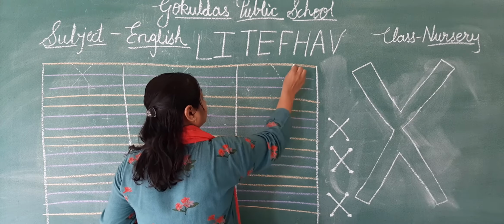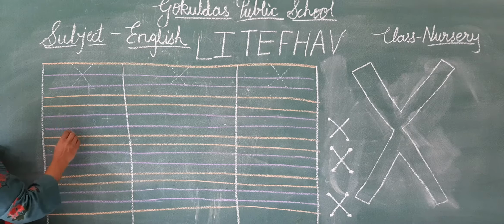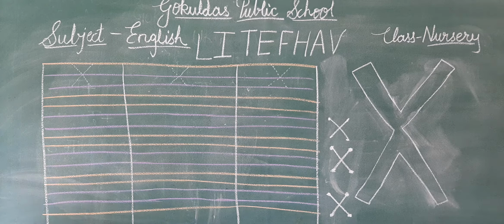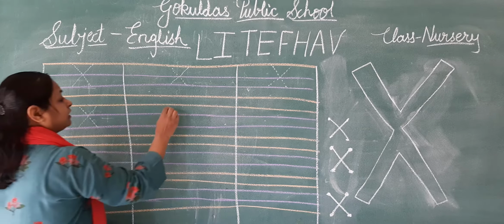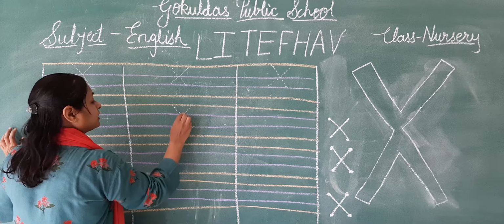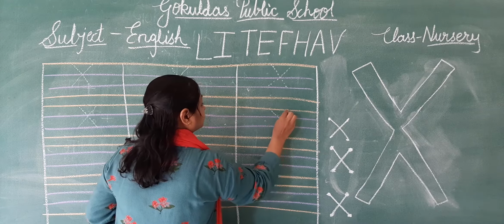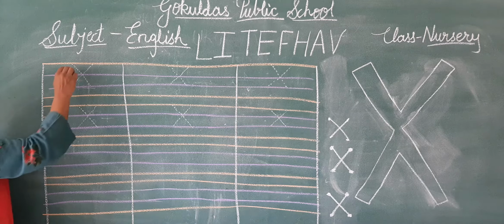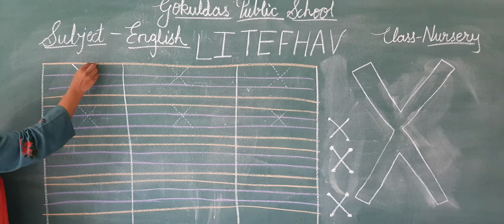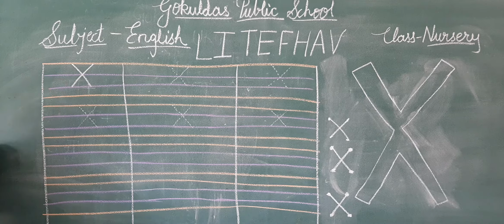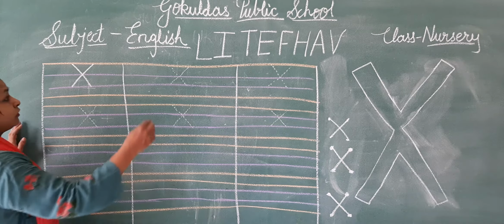All of you, pay attention here. How to write letter X. We will start from the upper line. Then with the help of dots, we will write letter X. So, let us start. Look here all of you. Slanting line down. Start from this upper line, then down. Which letter is this? X.